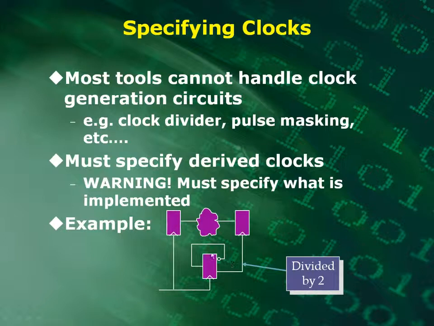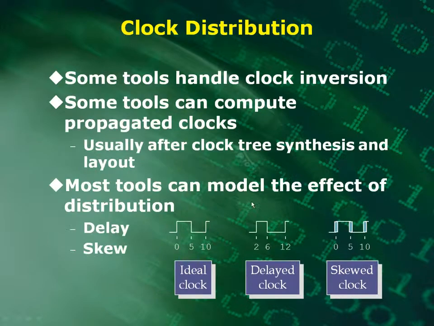So you're going to have to, well, I take that back. You're going to have to see if your tool can do it or not, and you're going to have to learn how to specify what the tool might need in order to be able to do those type of calculations. So this is something you need to be aware of. Some tools can handle clock inversion, okay. Some tools can compute propagated clocks. Most tools can model the effect of distribution, such as delay and skew.